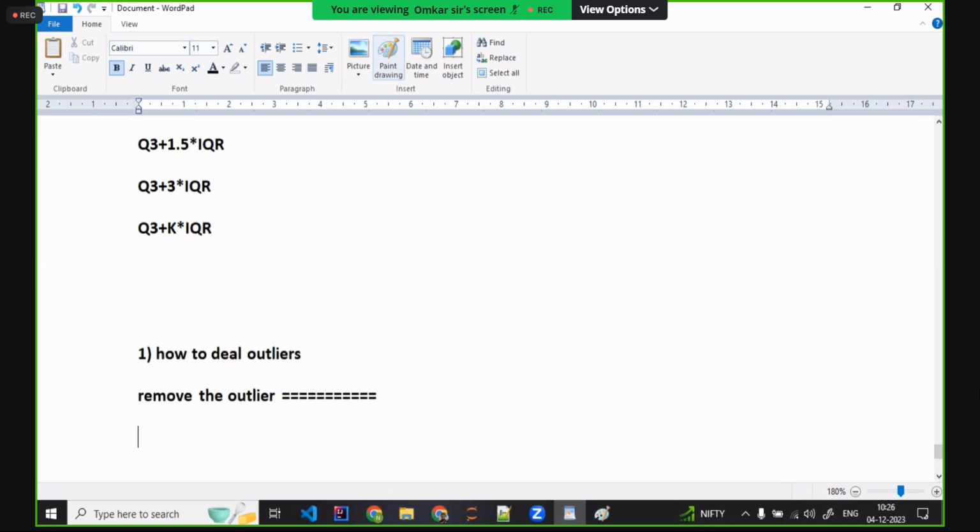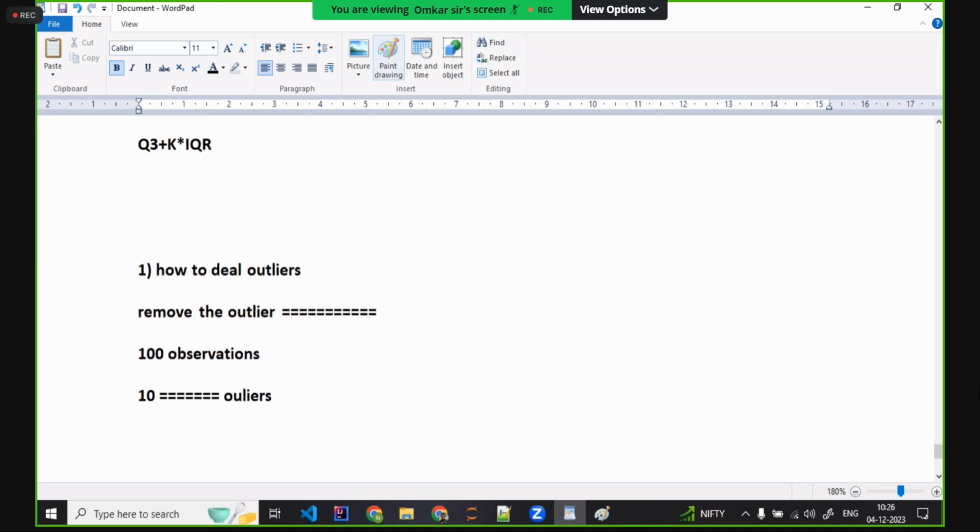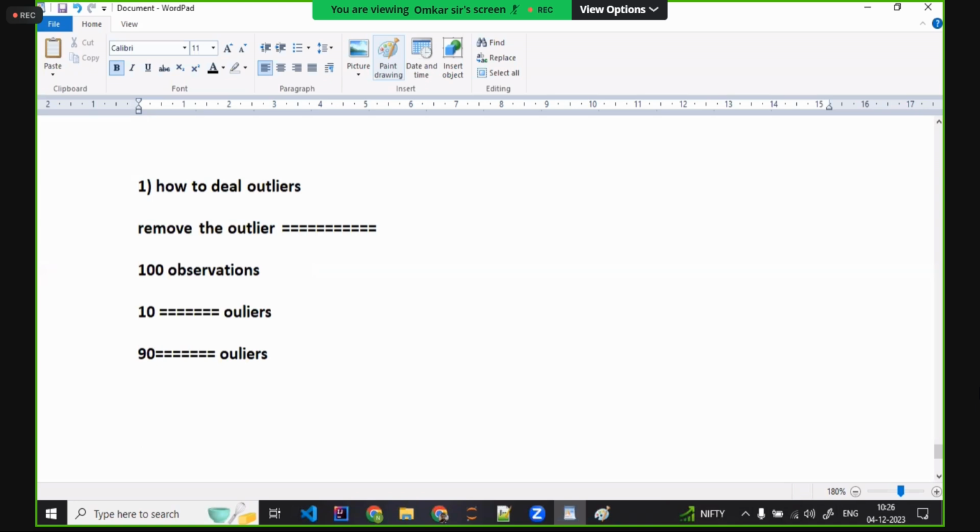Then when can we remove the outlier, and when can't we remove the outliers? That's also a question, no? Suppose 100 observations are there. In that 100 observations, only 10 are outliers. That is case 1. 90 observations are outliers. That is case 2. If you remove 90, what will happen? You will work with only 10, na? Removing outliers is okay, but when you remove is the next question.